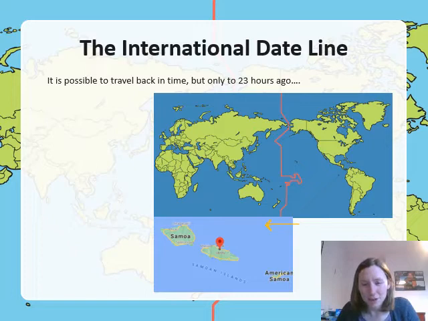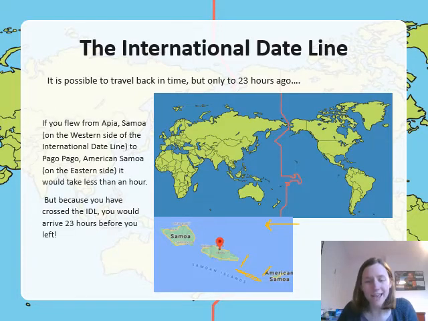And if you travel from Samoa, or Apia, which is a town in Samoa, to American Samoa, so there's a little map down here of 2 little islands, if you travel from this island to this island, which are less than an hour apart from each other on the plane, you cross the international dateline. And because you've crossed it, when you arrive, the clocks will tell you that it's 23 hours before you've left. So time travel does exist, but only for 23 hours ago.